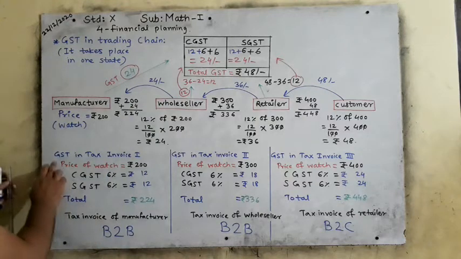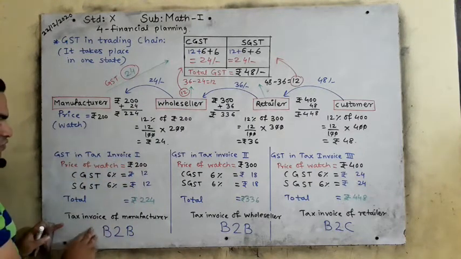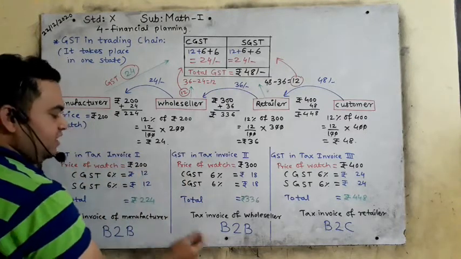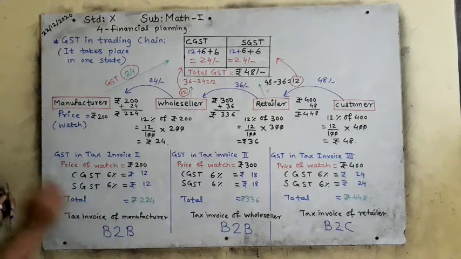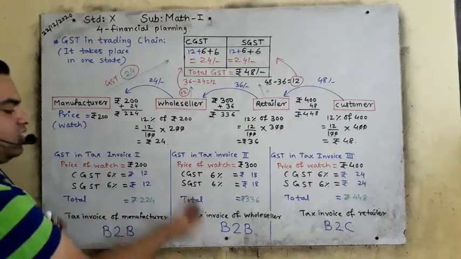So you will see here GST and tax invoice first. This is the invoice of the manufacturer. He will make an invoice for the wholesaler, so that is called business to business. That invoice will be considered business to business because the manufacturer wants to do business with the wholesaler.